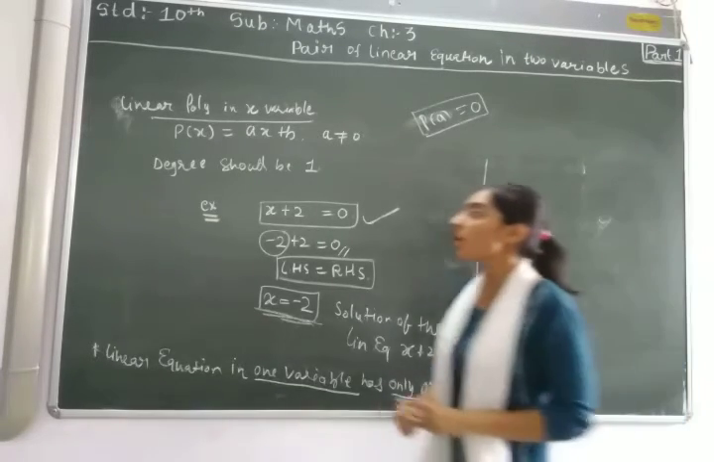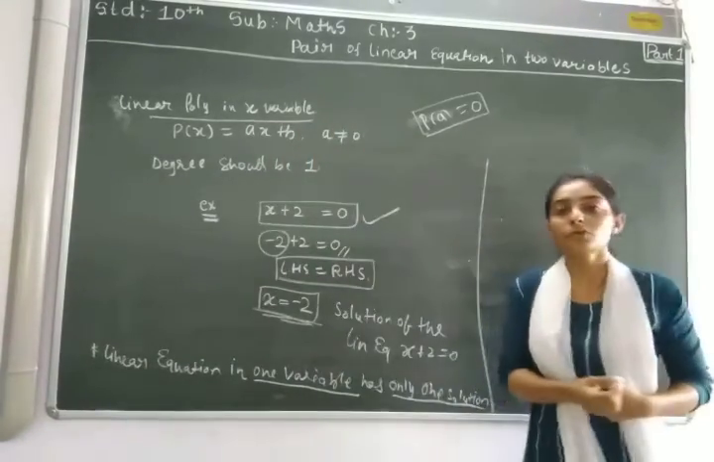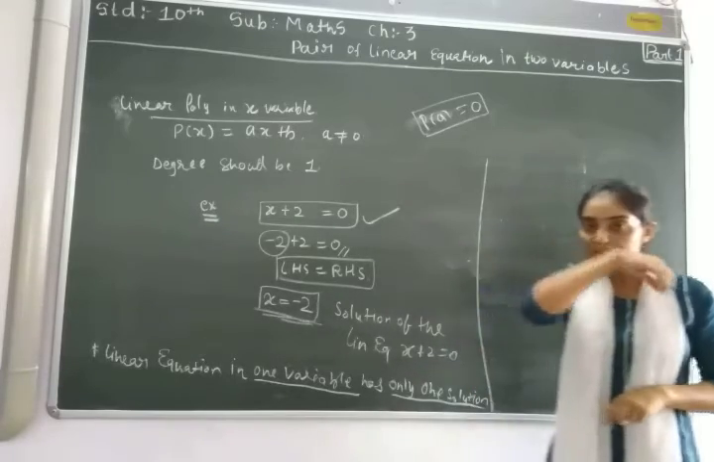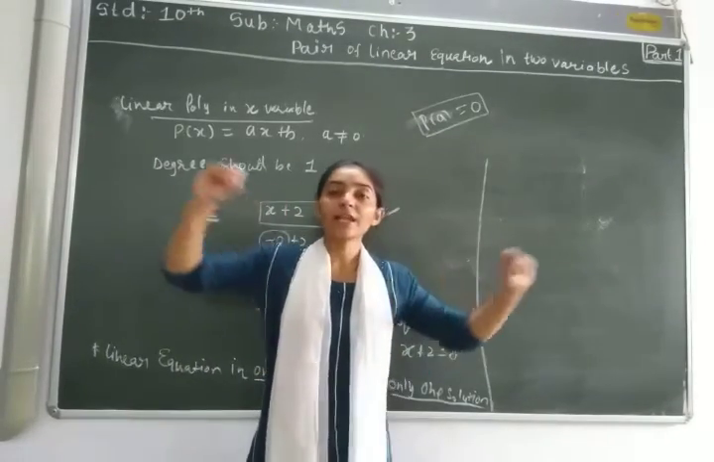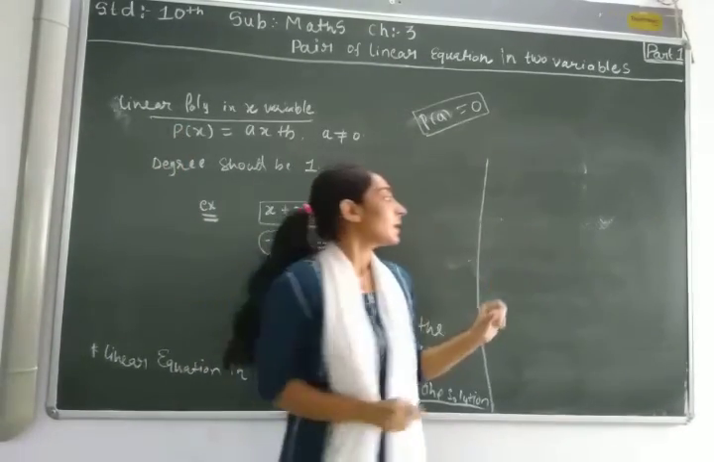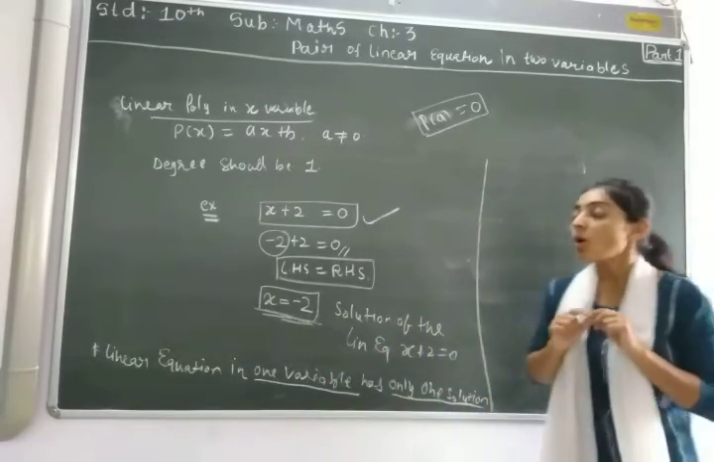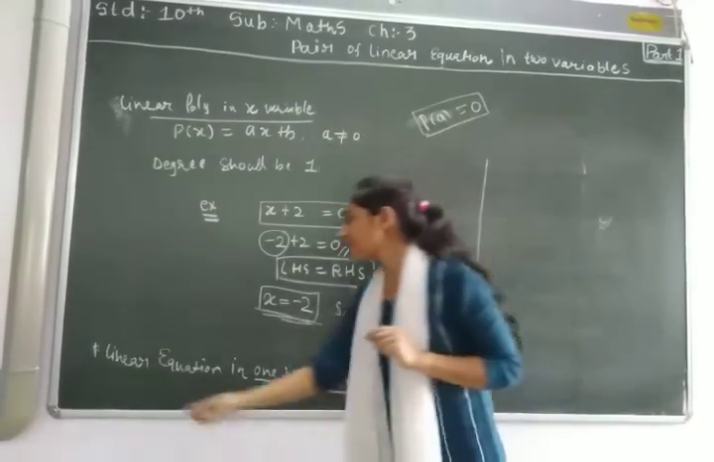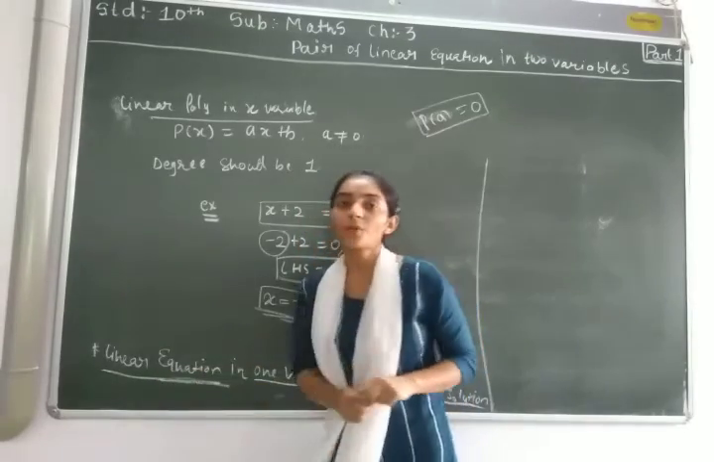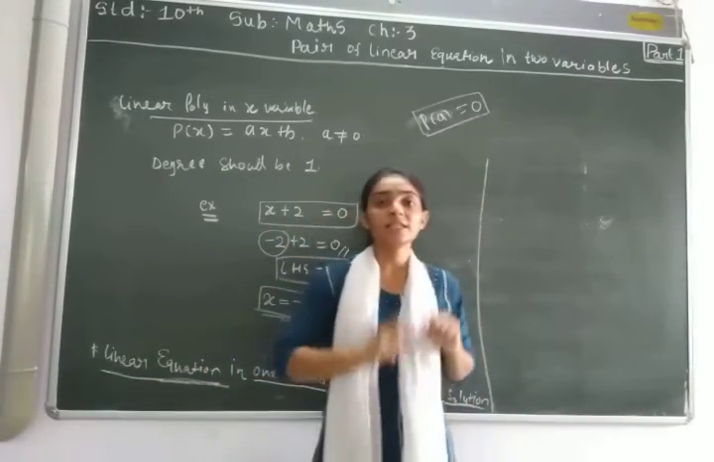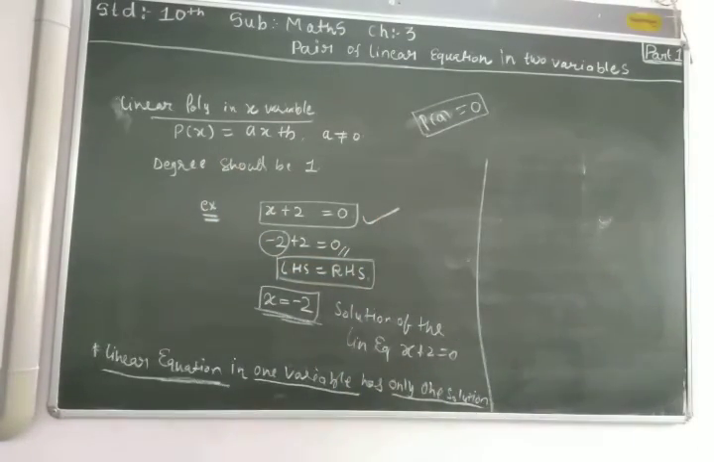We have also learned about the graph of a linear polynomial. A linear polynomial's graph gives a straight line only. Similarly, a linear equation in one variable also gives a straight line, because it is linear. Here it gives a polynomial, here it gives an equation form, but it means the linear thing gives a straight line.